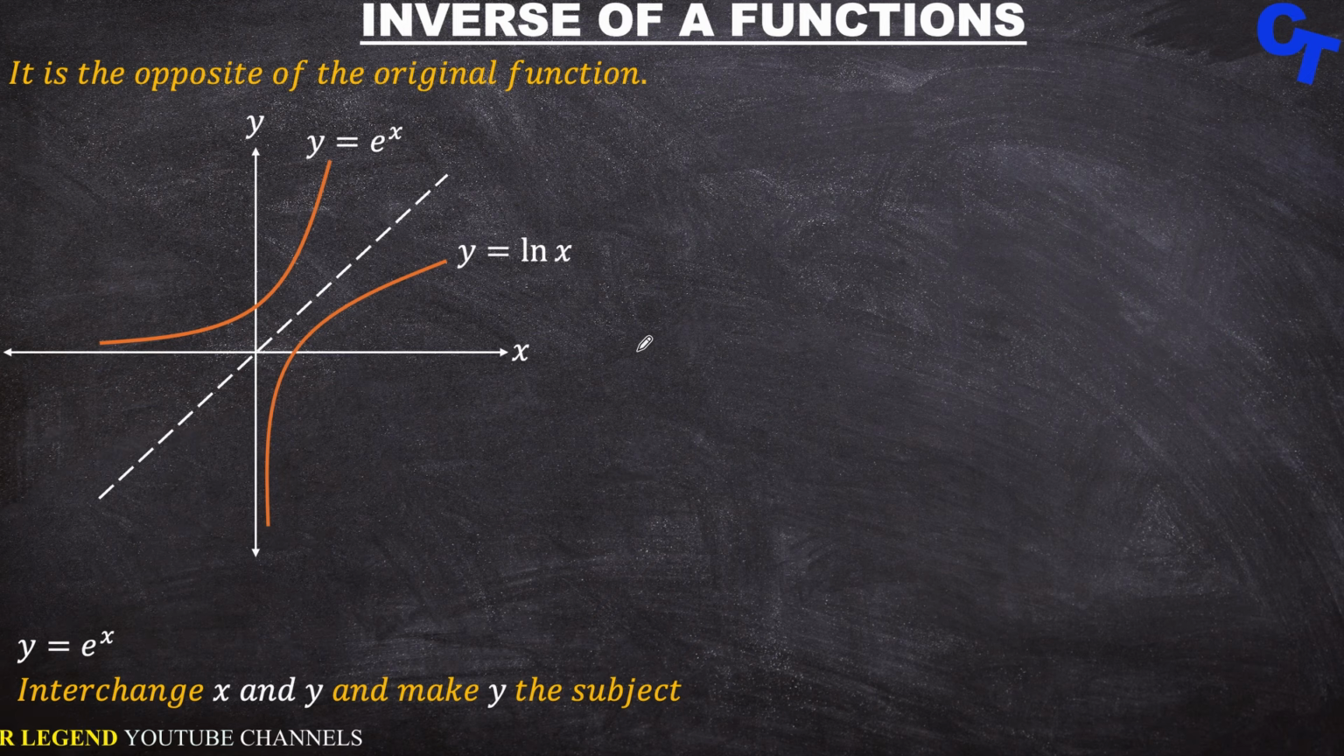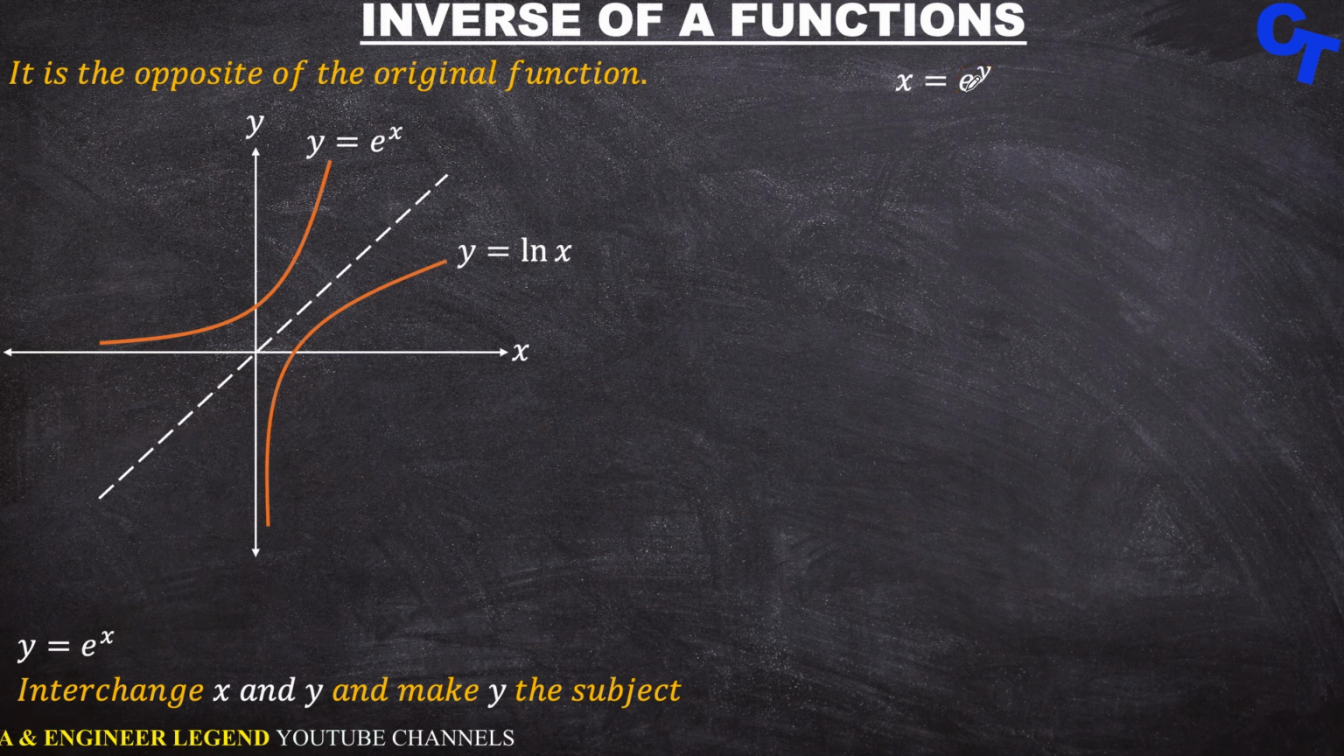So what do we mean by interchanging? By interchanging, where we have y, we're going to put x right here, and where we have x, we're going to put y right here. And after that, we have to make y the subject of the formula. Now, how do you make y the subject of the formula? You have to be good with equations. But if you are not, let me show you how we can do it. We need to drop the power, we need the power to come down right here.